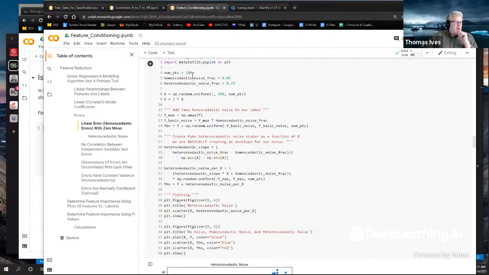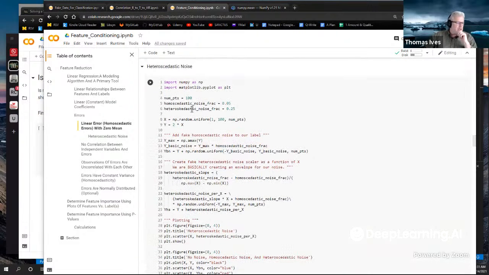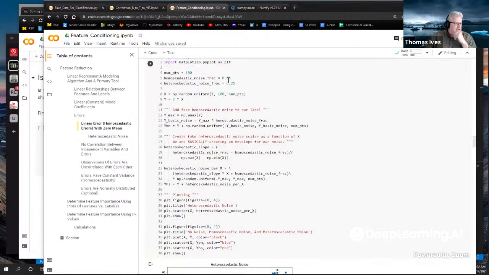So I'm using a small number of points just so it looks more clear. Well, maybe it doesn't look more clear, but I wanted to see some sparsity. So I just do this over again for the number of points. And I'm going to compare homoscedastic noise to heteroscedastic noise. And you'll see how I'm using these fractions here in a minute.